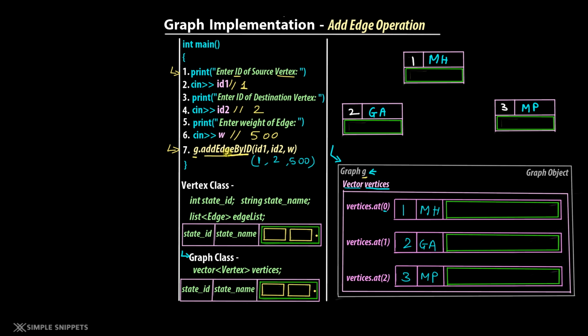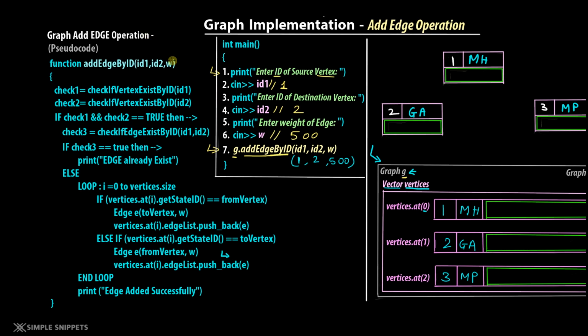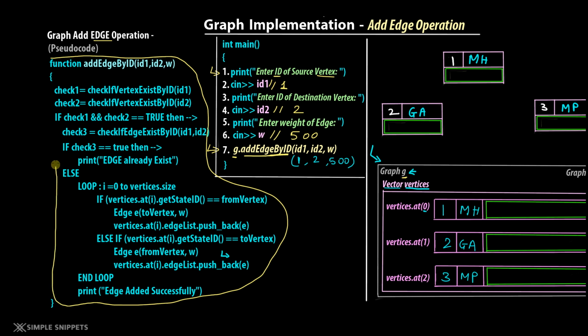Now this add edge by ID is our own user defined function as I mentioned. So let's see what this function is, because this is where the actual coding will happen. Correct? Okay. So on the left hand side, you can see our graph add edge operation. So this whole thing is basically the pseudocode, which is nothing but part English, part code for the add edge by ID function. Alright. Now don't get intimidated or don't think that this is difficult. It is a little lengthy compared to the add vertex operation, but we will go step by step.